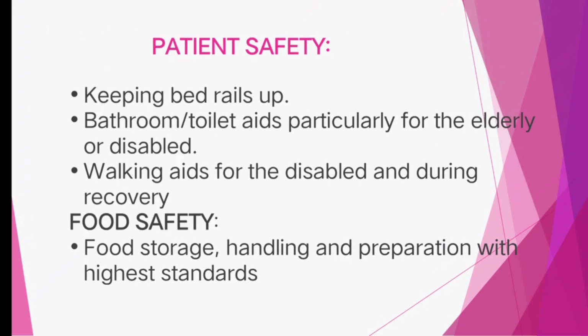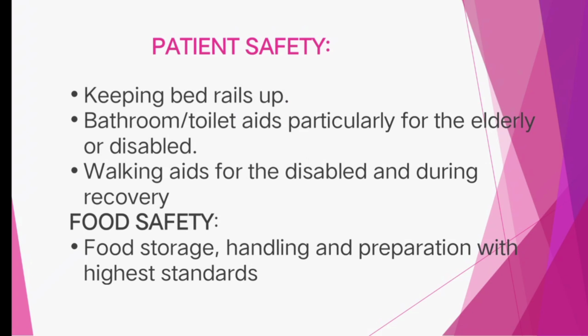So next is patient safety. Keeping the bed rails up. In order to prevent falls, we have to provide side rails. Bathroom and toilet aids, particularly for the elderly and disabled, should be there. Walking aids for the disabled, and during the recovery period walking crutches should be provided. Food safety, like food storage, handling and preparation, should be of the highest standard.